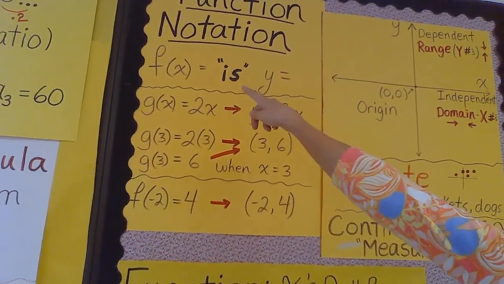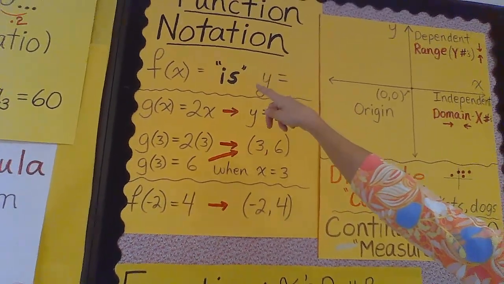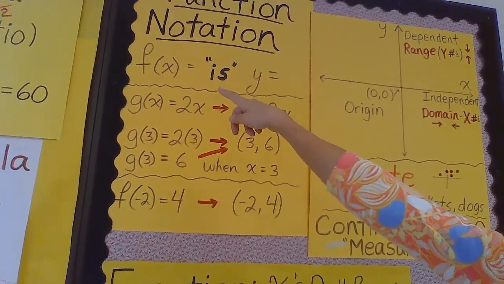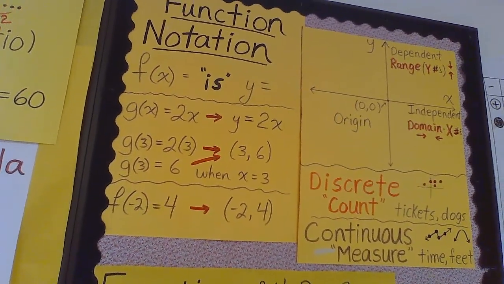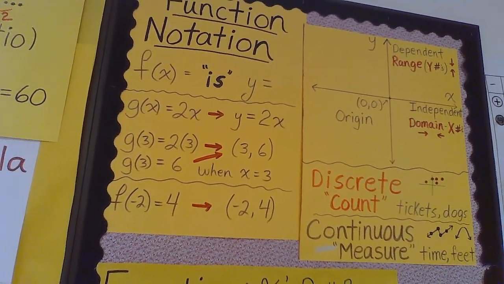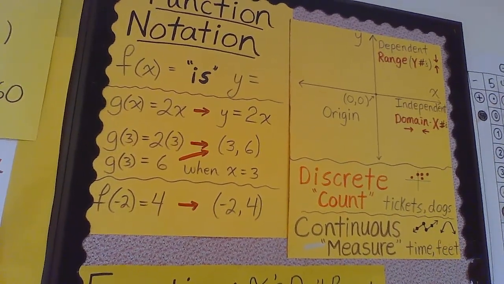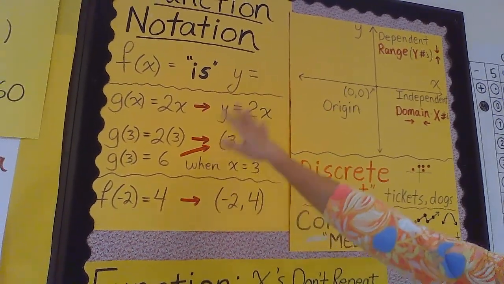F of x equals means your y equals. So f of x is just a fancy way to say that's your y and that's your equals. In your calculator, the Inspire, it will say f of x equals, and that's just simply your y equals part of the equation, and then you would type in the rest of the equation. So we're going to be talking about all this stuff here today.